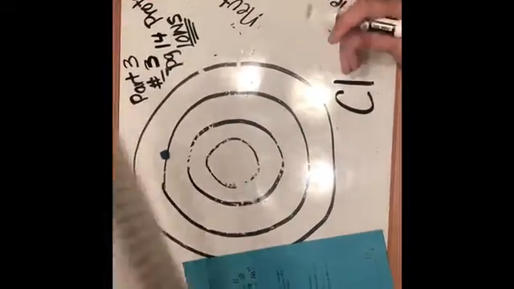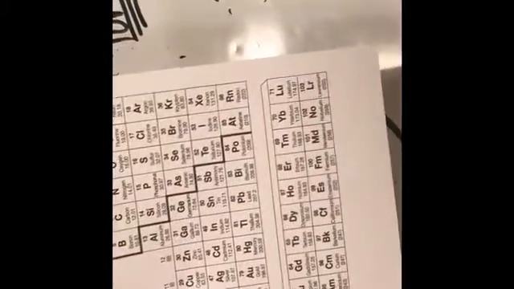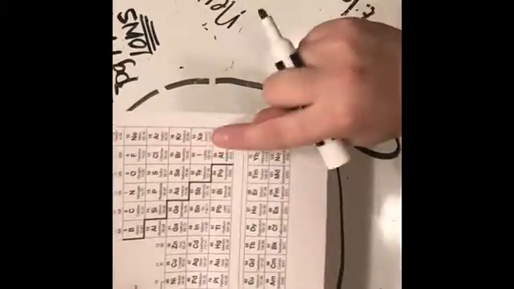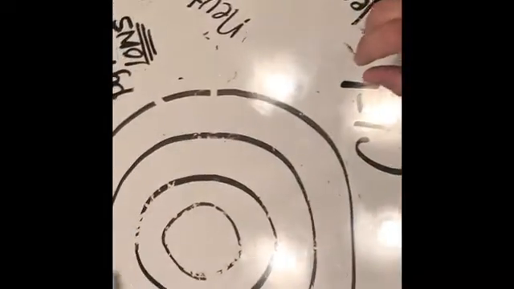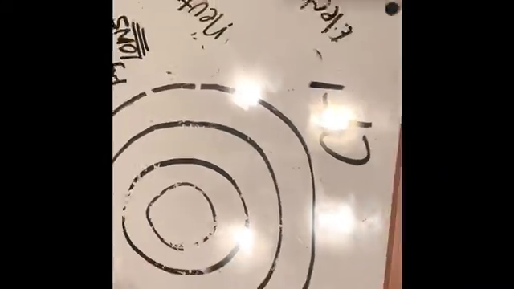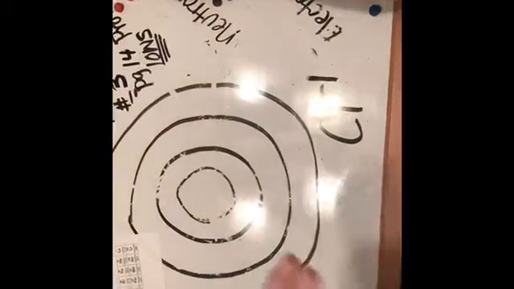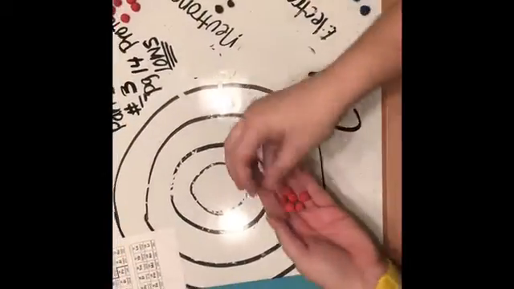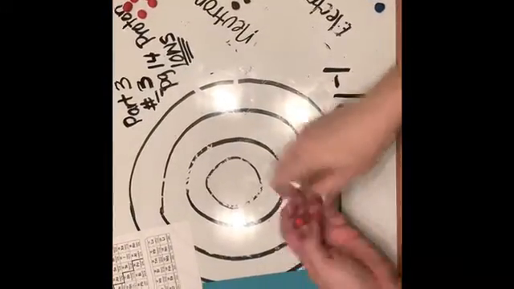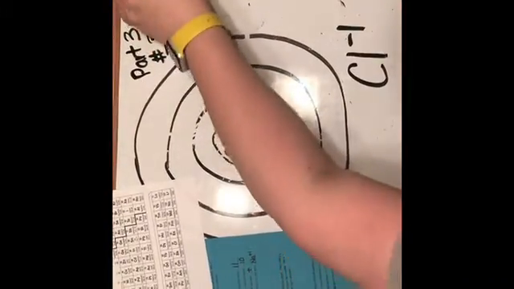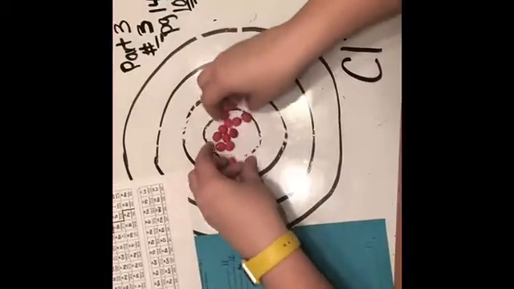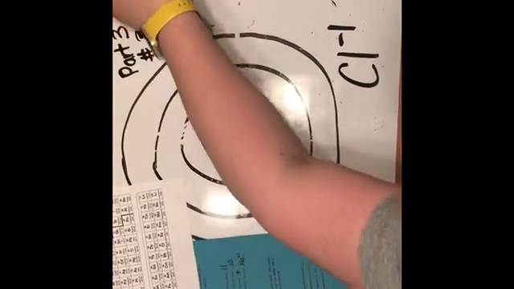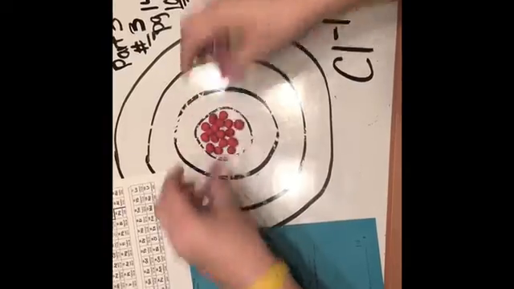So I'm going to come to my periodic table. Now chlorine this time has a charge of -1. So it's an anion. So we're going to model this. This time chlorine has some pretty big numbers. So chlorine has 17 protons and 17 electrons. So we're going to start with our protons. 1, 2, 3, 4, 5, 6, 7, 8, 9, 10, 11, 12, 13, 14, 15, 16, 17. Ooh, that's a lot. Okay.